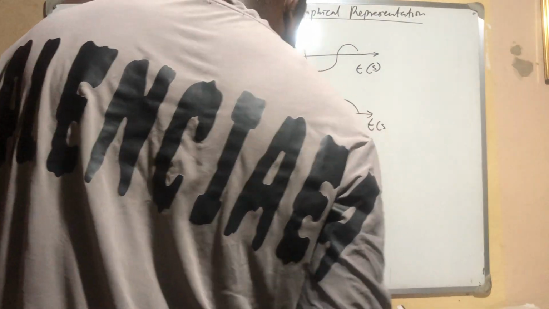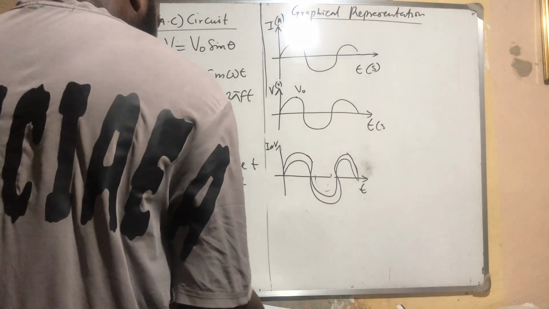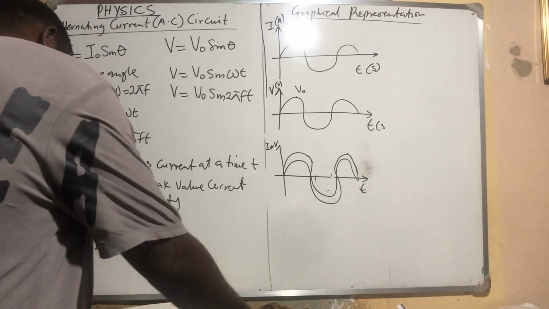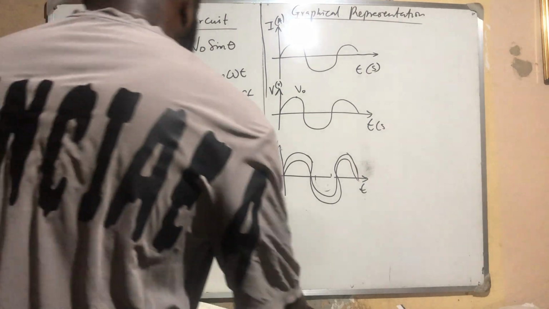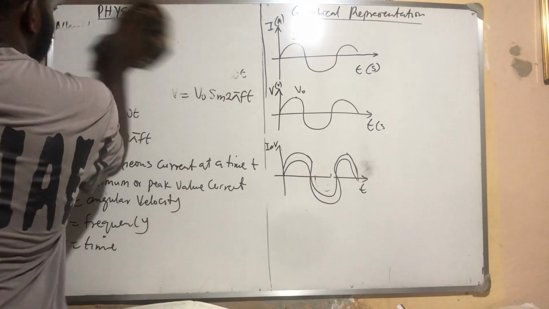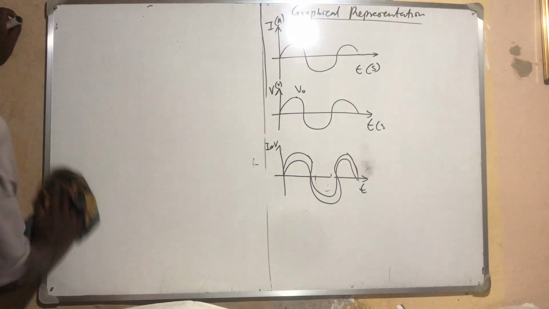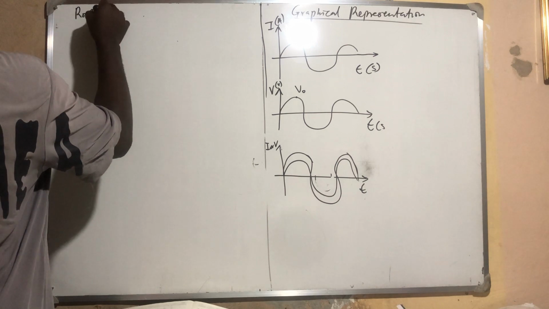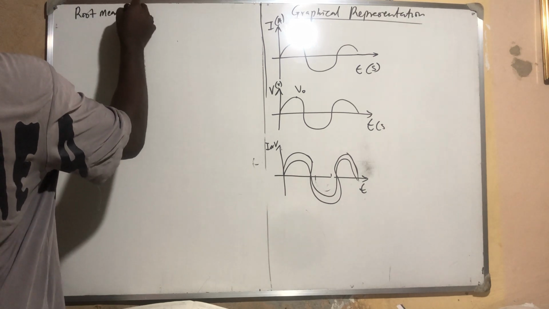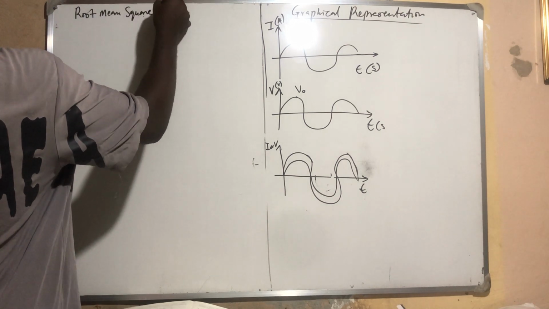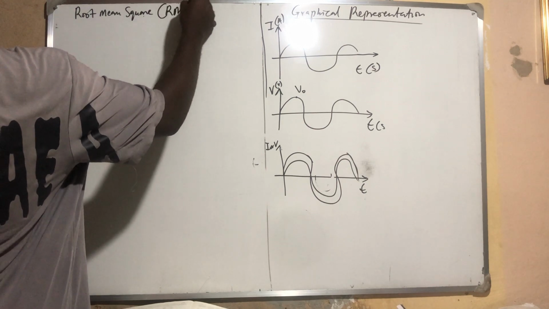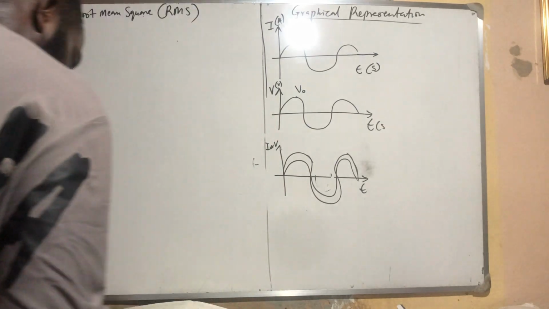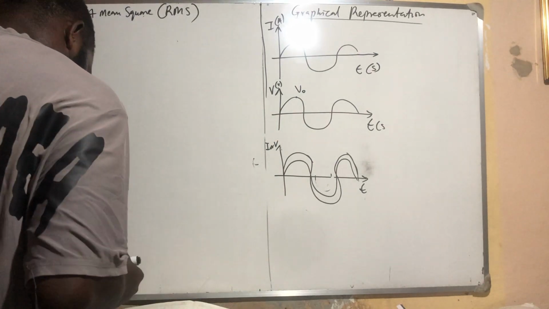Now let's talk about the root mean square value, RMS. The formula is very, very simple.